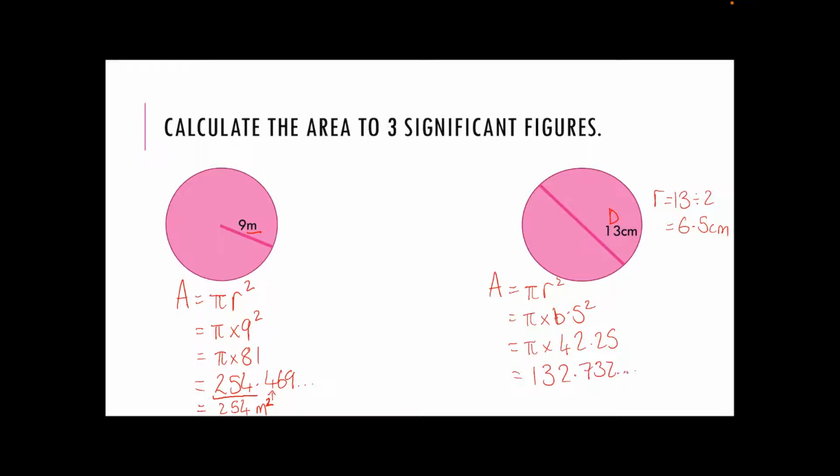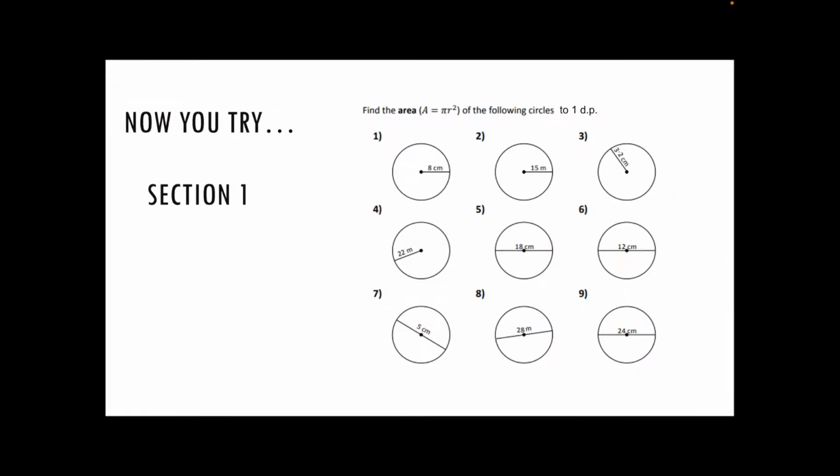132.732. It was 3 significant figures, so my 3 highest place values are the 1, 3 and the 2. 7 tells us to round up, so we're going to go to 133, and I don't want any decimal places because they'll then count as significant figures. So my 133 is my answer. The only other thing I need is my centimetres, and because it's area, it's centimetres squared.